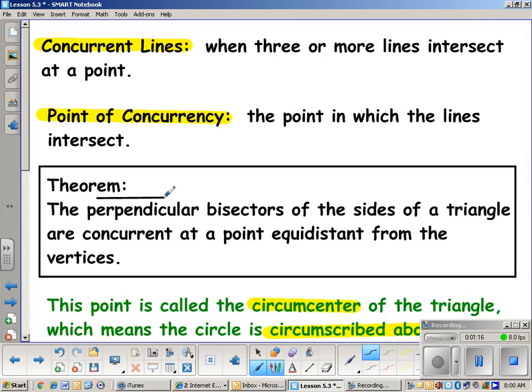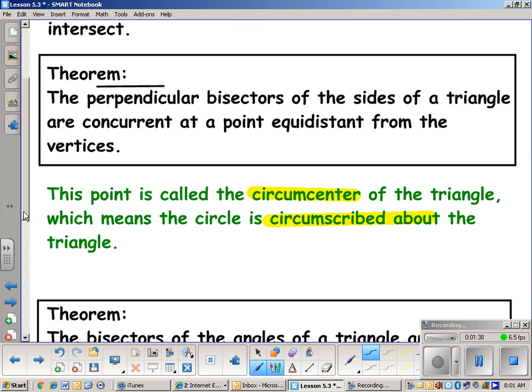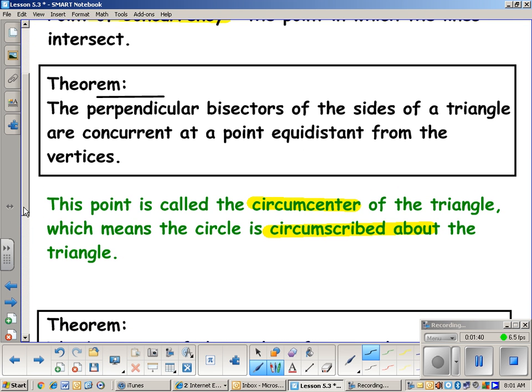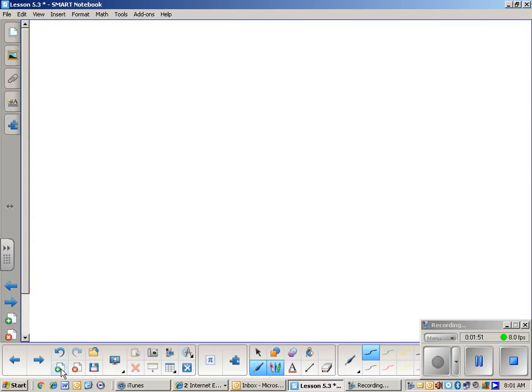So what's important about this one is that the perpendicular bisectors of the sides of a triangle are all concurrent at a point that's equidistant from the vertices. The perpendicular bisectors of the sides of a triangle are all concurrent at a point. That point is called the circumcenter of the triangle, which means the circle is circumscribed about the triangle. So, I'm going to add a page here. I'm going to draw a triangle.